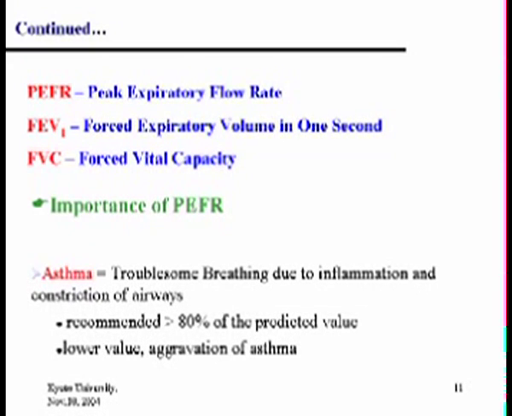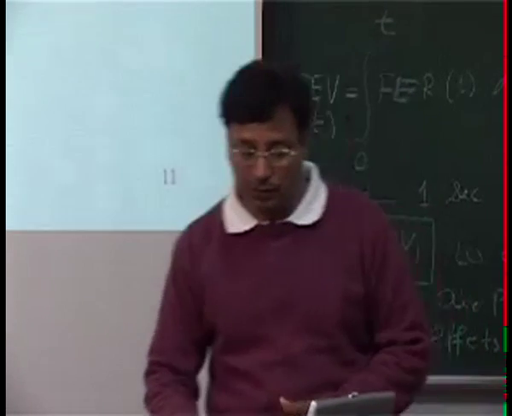If the value you come up with is less than 80% of the value you should have, it means you are likely to have asthma, or the problem is about to begin. A lower value suggests aggravation of the asthma. Asthma is not quite an air pollution problem, but once you suffer from asthma, it can be triggered if you are suddenly exposed to a heavily polluted area.